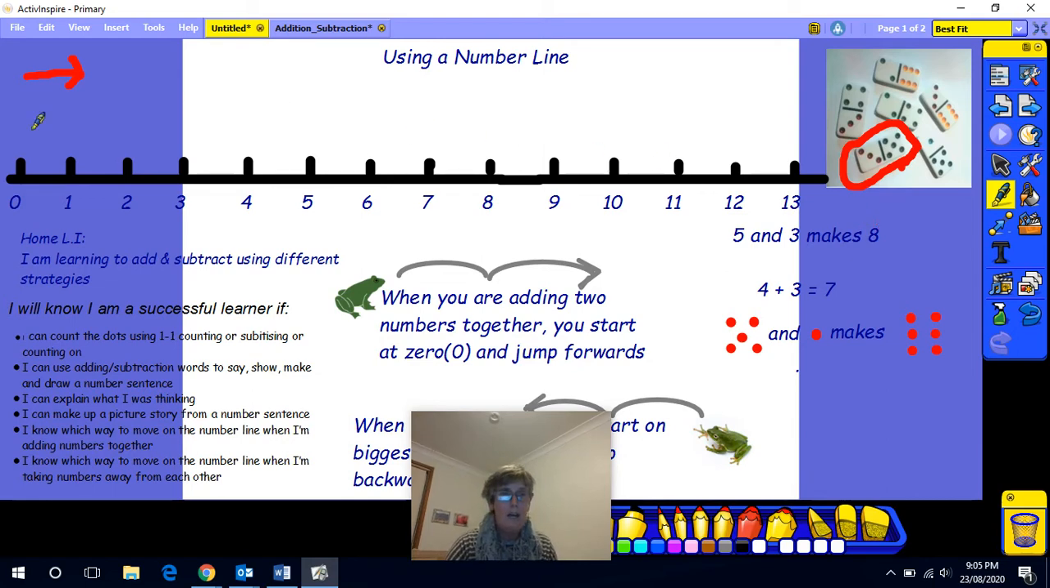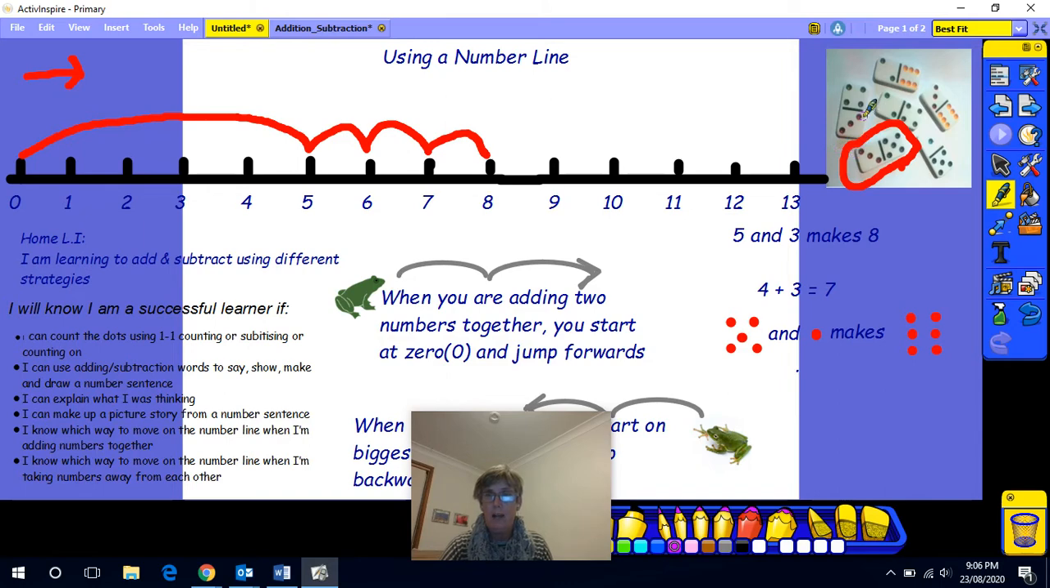So we're going to start by coming over to 0. Our first number in that number sentence is 5. So we are going to jump right across to number 5. And then that number sentence tells us we have to add 3 more. 1, 2, 3. And when we've jumped those 3 places, we end up on number 8. And if we come back over here, our answer says 8. So that is correct. Let's now have a look at another domino.